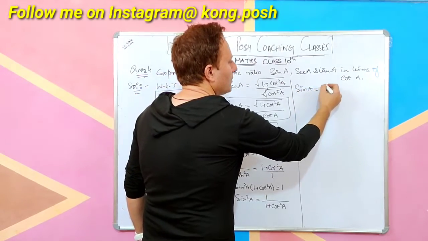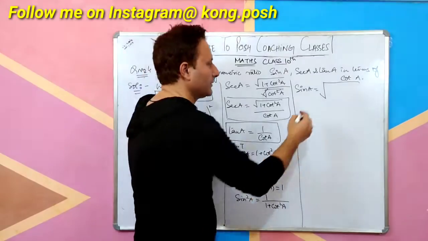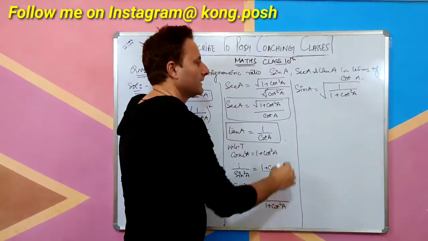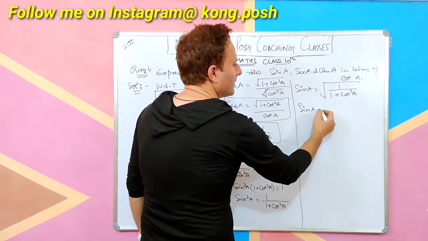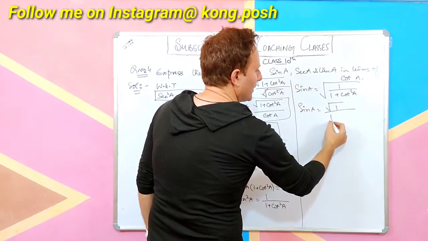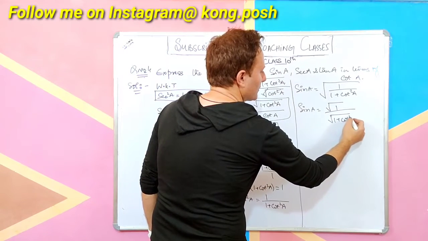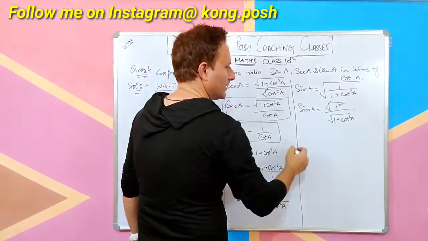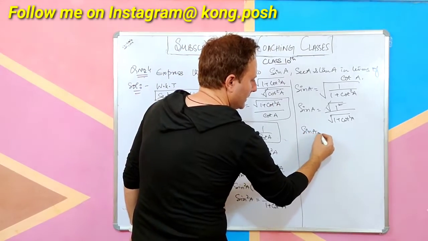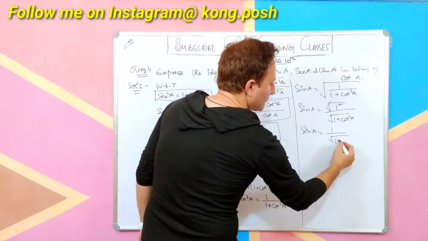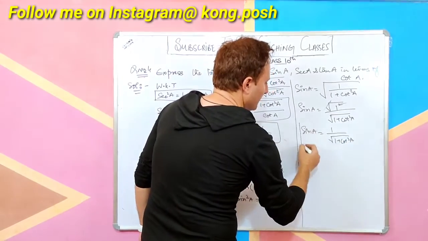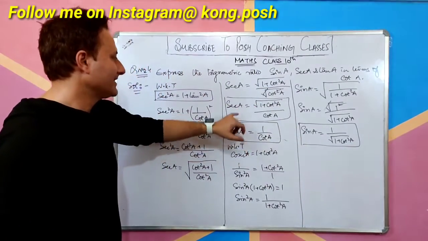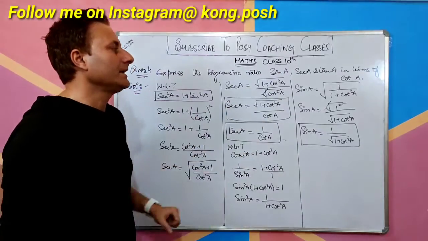Sine A will be equal to under root, I will take under root that side, it is 1 upon 1 plus cot square A, and then sine A is equal to under root 1 upon under root 1 plus cot square A. If I take 1 as 1 square, it is one and the same thing, so I'll just take this off. Sine A is equal to 1 upon under root 1 plus cot square A. Have I got all the ones? Sine A, this is the one. Then sec A, I have got the answer, and tan A as well.